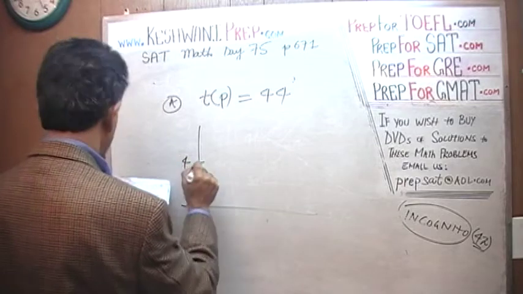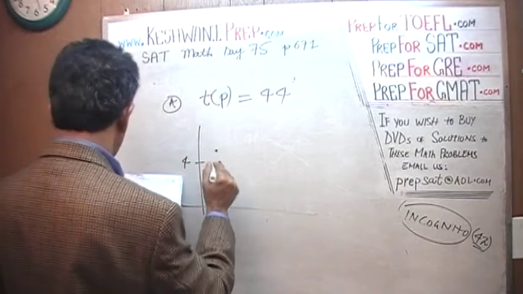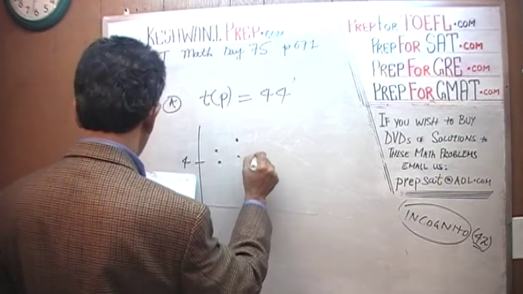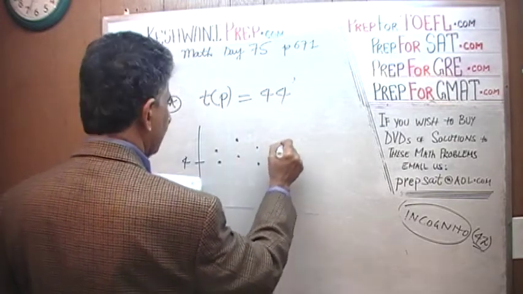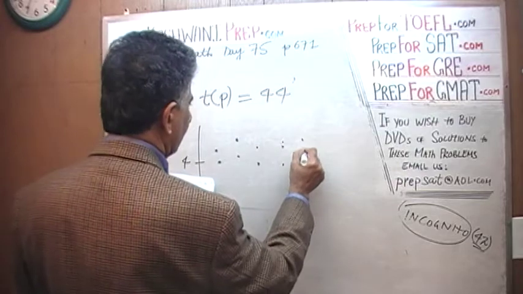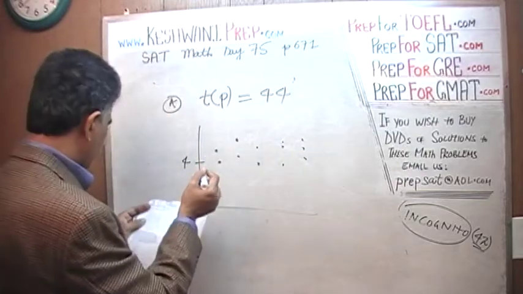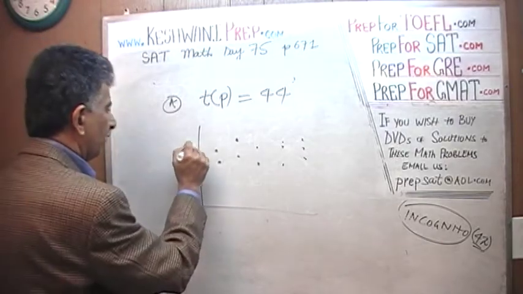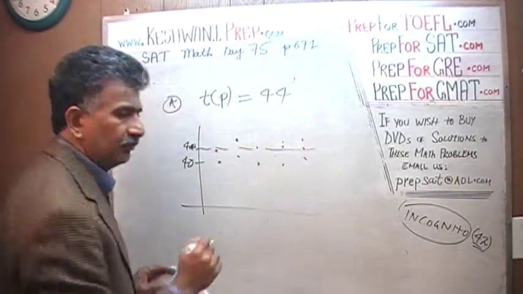Here's the 40, and we have 2 points at 40, and then we have one over here and one over there, and then another one here, another one, and then another one. It has no pattern at all. They are all around 44. This was 40, and they're all around 44 somewhere. This is in the region of 44.